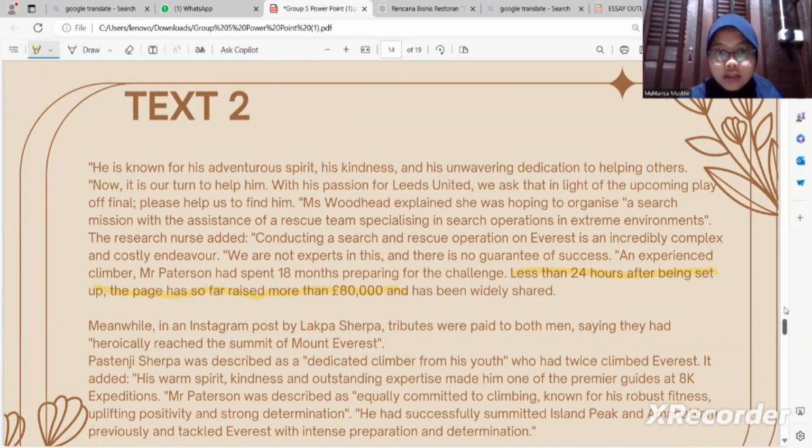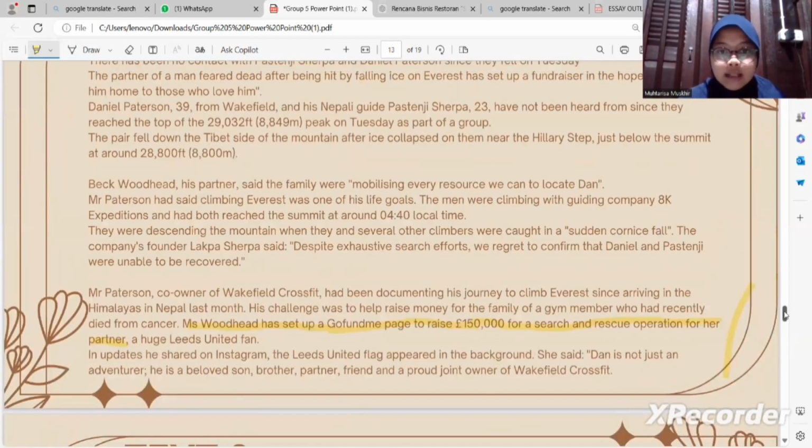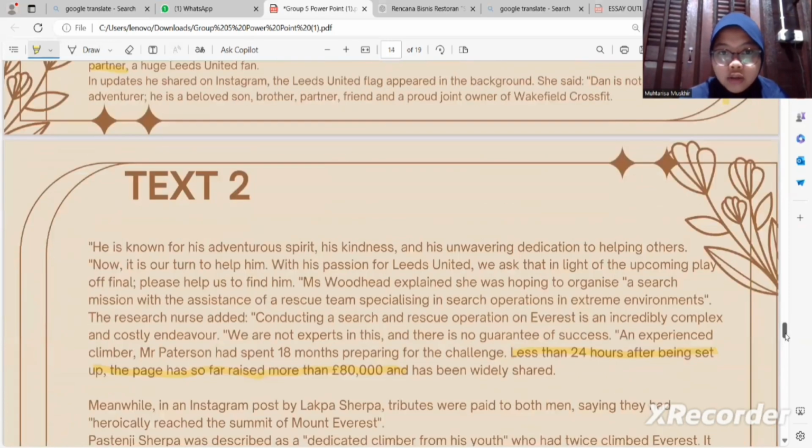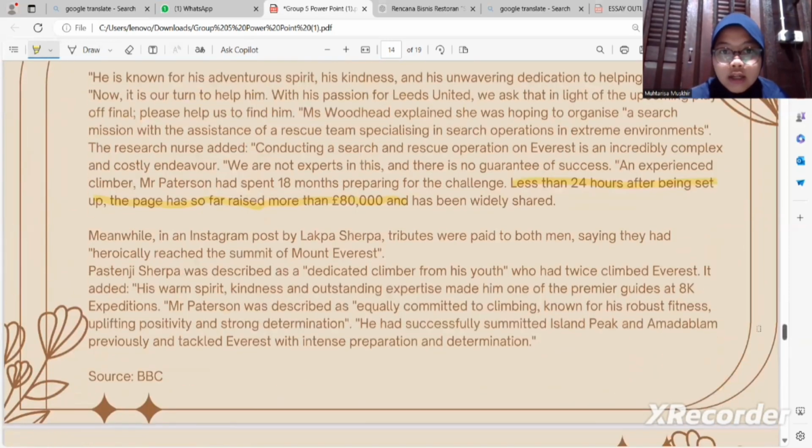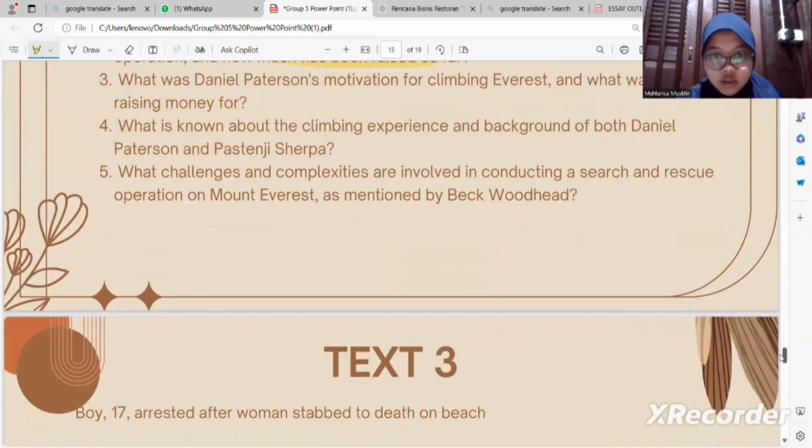The answer is Miss Woodhead set up a page for £150,000, and it has been raised so far more than £80,000. Alright, next question.